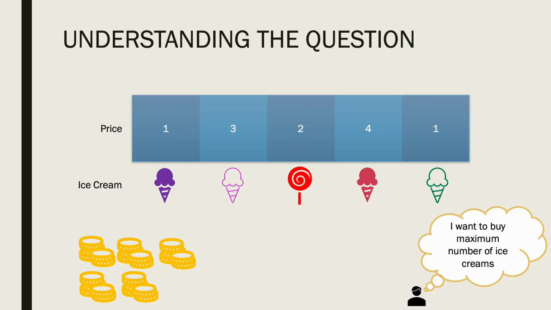Okay, now let's understand the question. We have n number of ice creams, and every ice cream has a price. This is the price which is listed here. We have some coins. Here we have 1 2 3 4 5 coins, and we want to maximize the number of ice creams that we can buy using these coins.